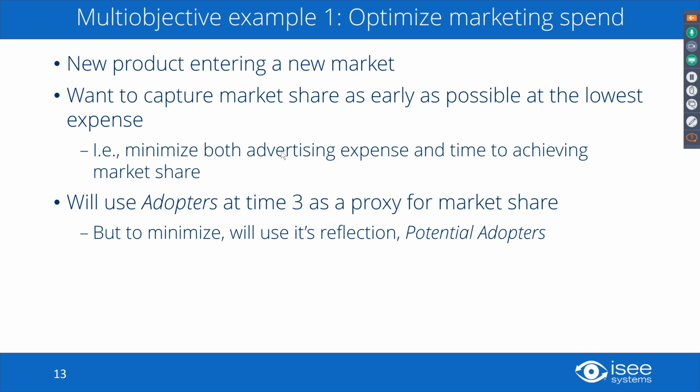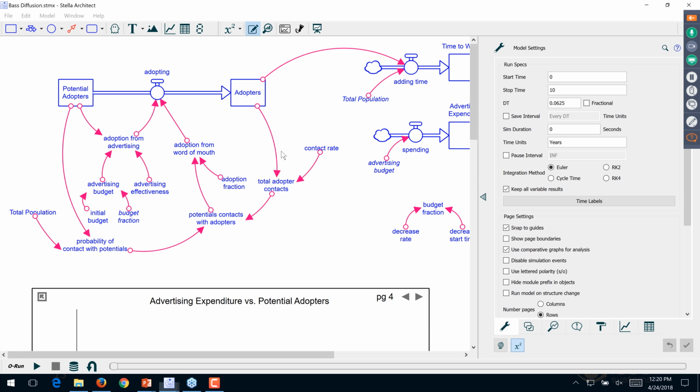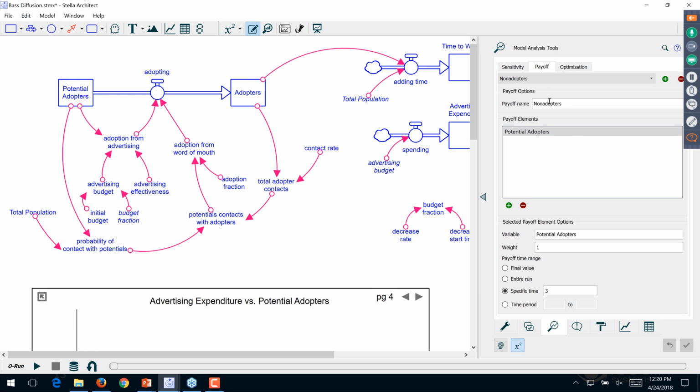We don't actually have to do that anymore, but it was easier before 162 to minimize both. I would use its reflection, potential adopters as its reflection. And we'll do that in a second. So let's go back here. And if we look at the optimization, we have 2 payoffs. The first payoff is potential adopters, and I specified that to be at time 3, not at the end. It doesn't make a big difference, actually, but it's still a pretty big value at time 3. And my second one is cost, which is just advertising expenditure, which is something I sum over here. Here's my budget, and I sum it up, and that's what I have. And I look at the final value of that.